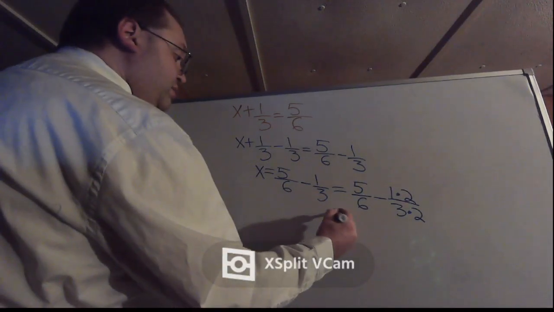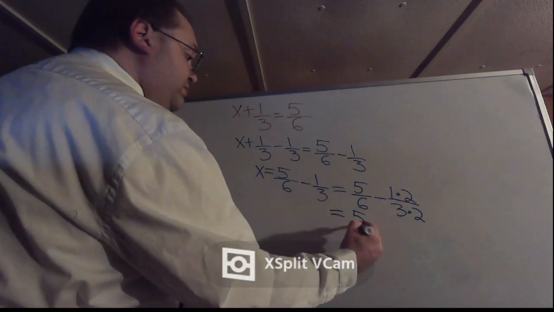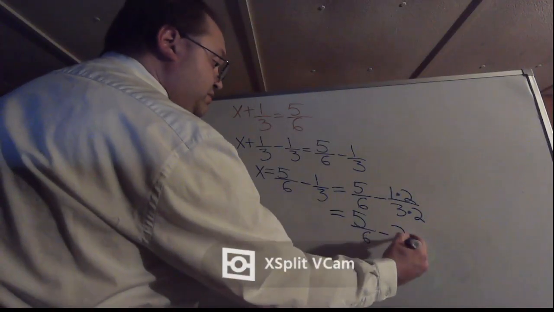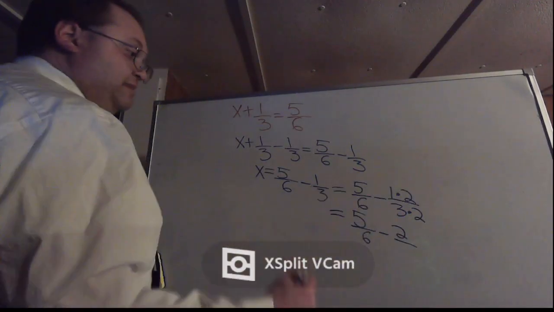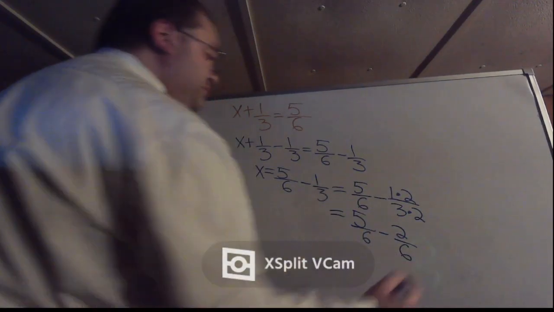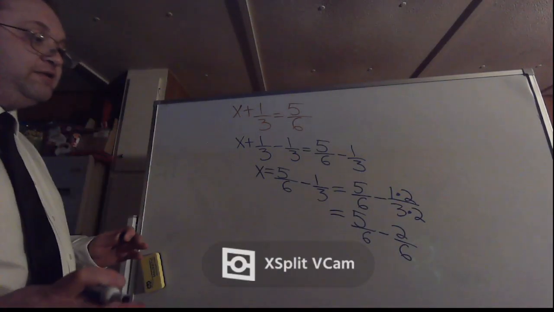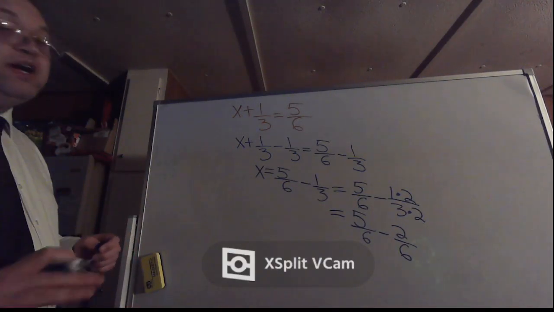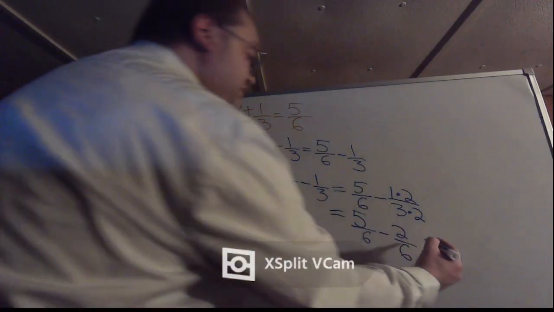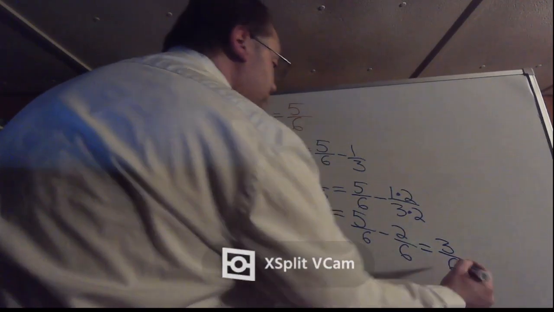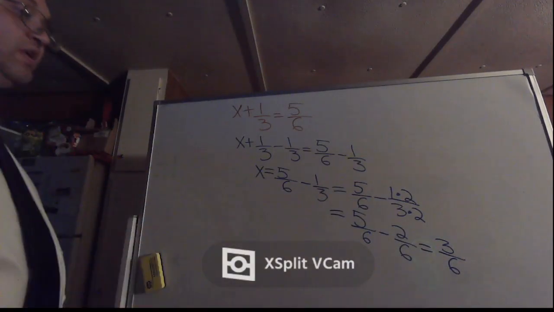Okay. Work through some multiplication here. You'll have 5/6 minus, what is 1 times 2? That's 2. What is 3 times 2? Well, that's 6. Now you have the same denominators. You can go ahead and subtract. 5 minus 2 is 3. You get 3/6. But we are not done yet.